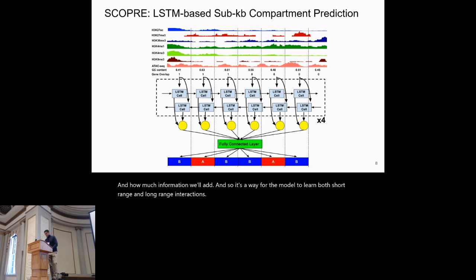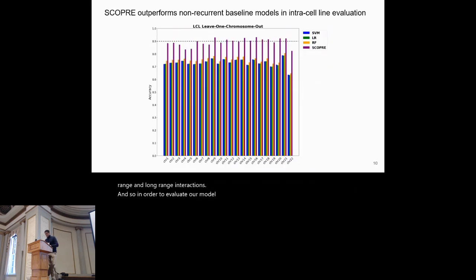And so in order to evaluate our model, we decided to first test within cell lines, because we need to do it before we try to predict in a cross cell line fashion. And so we employed a leave-one-chromosome-out strategy: train on all chromosomes except for one, and then test on the remaining one. And because there are no other deep learning models that I know of that predict sub-compartments using these features, we simply ran 3 non-recurrent baseline models, a support vector machine, a logistic regression model, and a random forest on each of the folds.